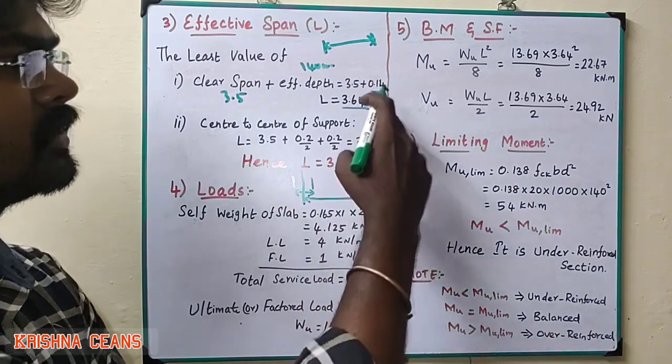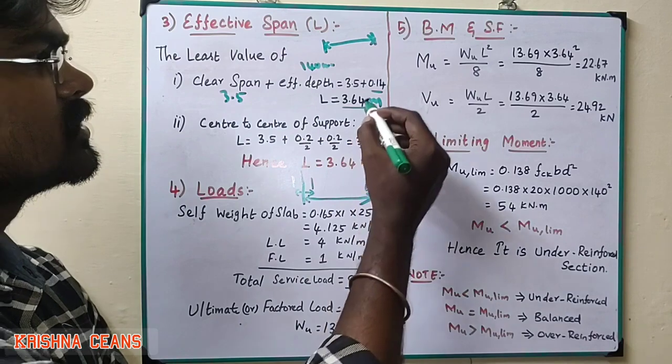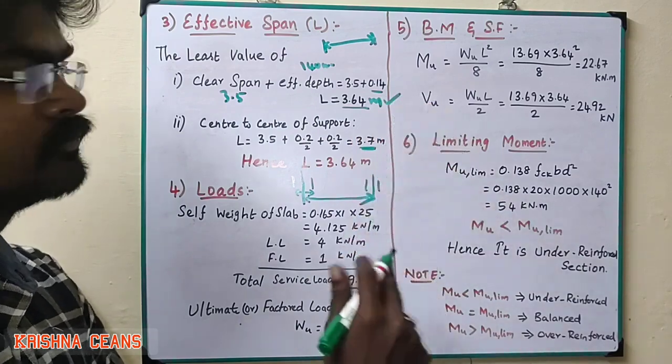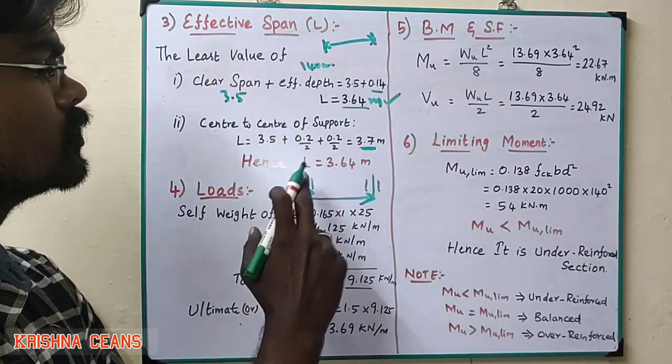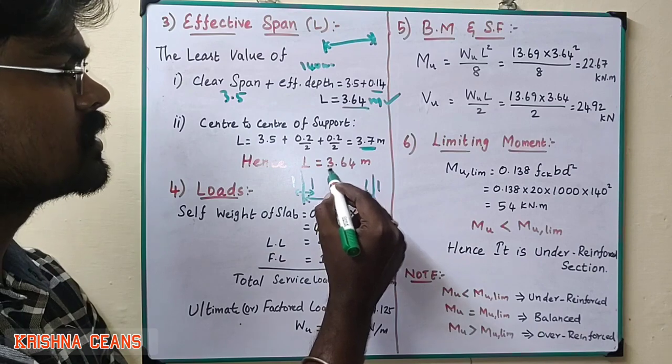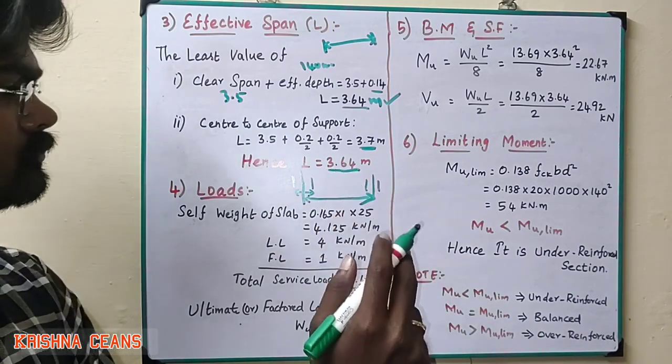So now compare these two values. This is the smaller one. So this is the least value. So L is 3.64 meter.